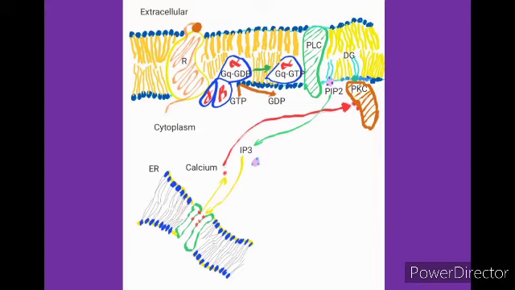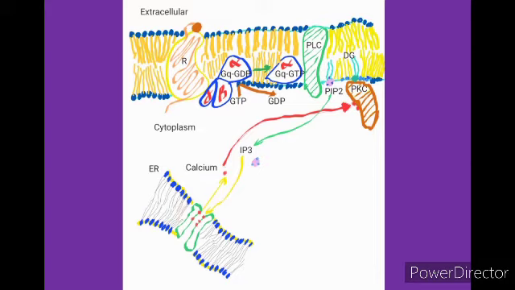Again, you have a similar trimeric G protein, alpha, beta, gamma, GDP form. Actually, this one is designated GQ. That designates its identity. Same thing is going to happen.